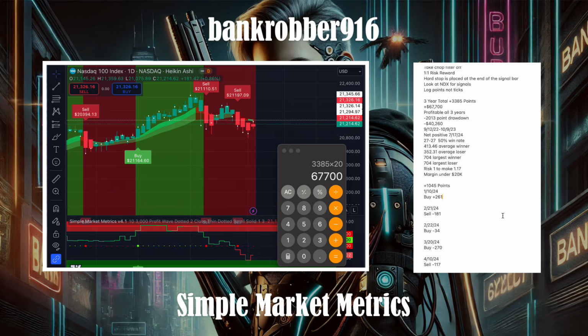So it is interesting. I do prefer the other one, the version 1, where you add the chop filter in there. Your drawdown, the amount of months, was significantly lower, and the dollar amount, I believe, was under $20,000. So that one was a lot cheaper.